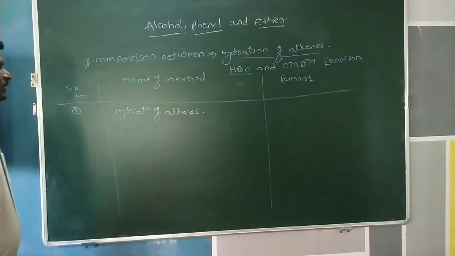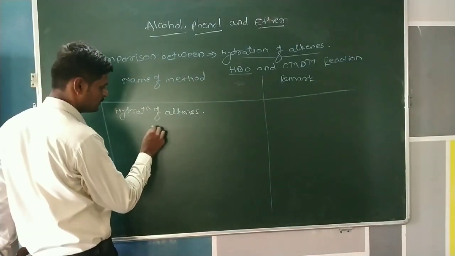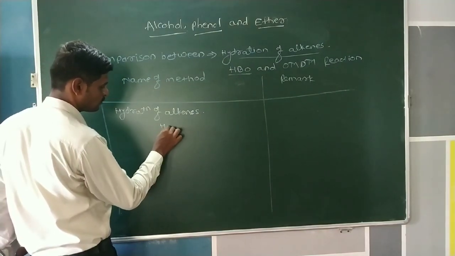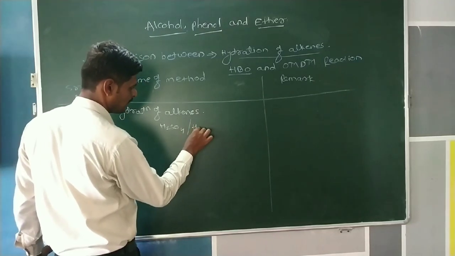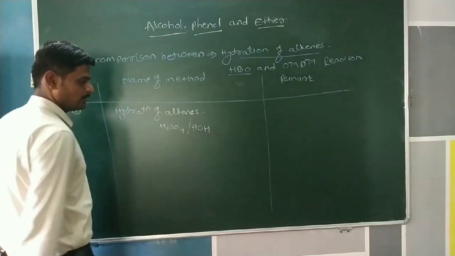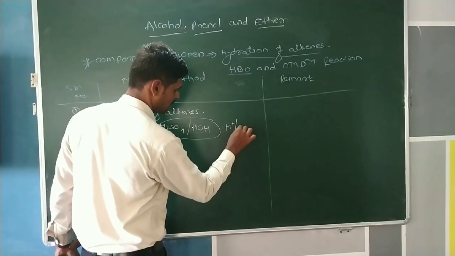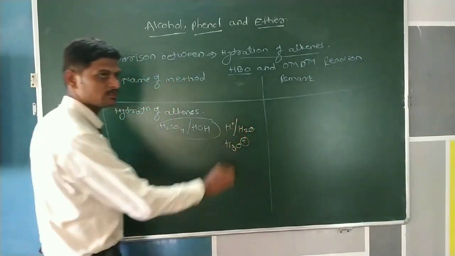In this hydration of alkene, the reaction is carried out using cold concentrated H2SO4. It undergoes hydrolysis. That means this reagent can be written in the form of H+ and H2O. Also we can write it in the form of H3O+.